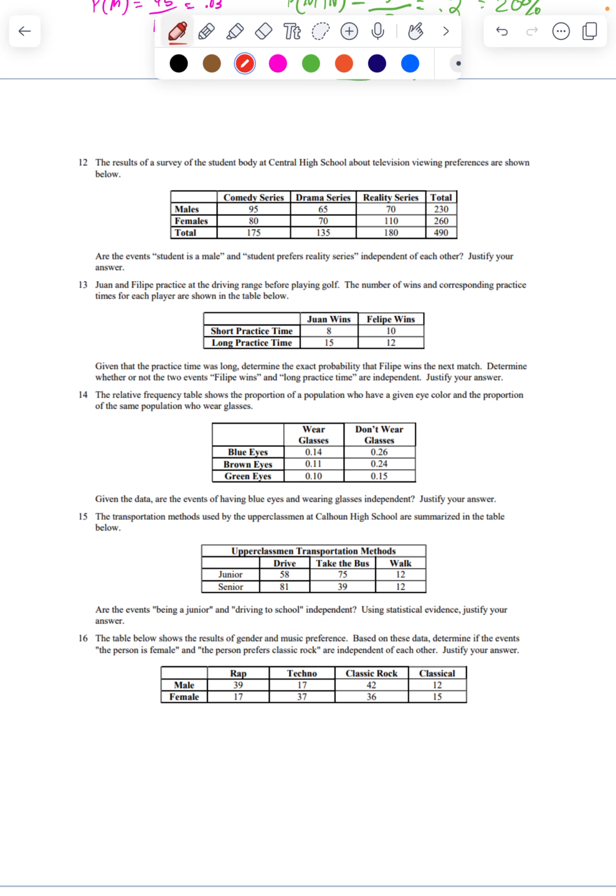All right. So let's break this down. First thing, oh, this is great. They already did the rows for us. We don't even have to do that. A student is male, so how many students are male? 230 out of 490. And students prefer reality TV series. So that's going to be reality TV series, I'll write in blue, 180 over 490. All right, 180 over 490.